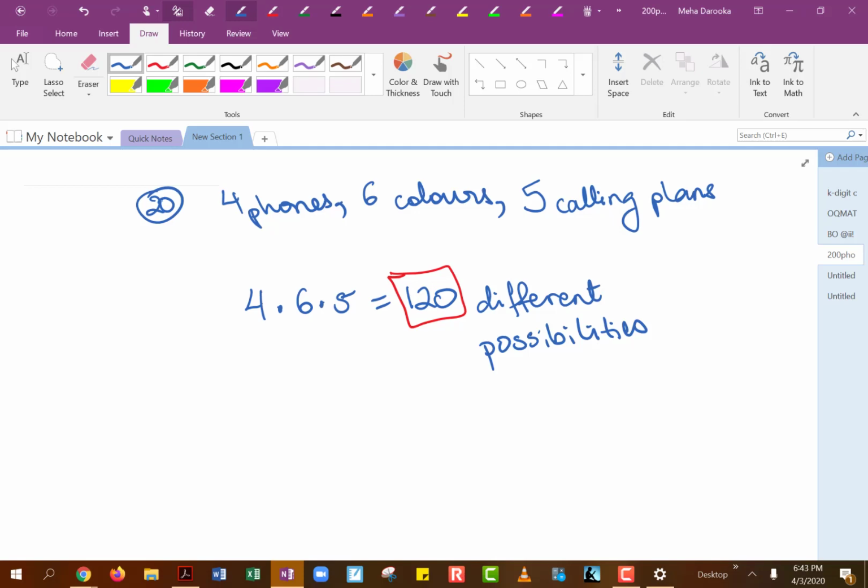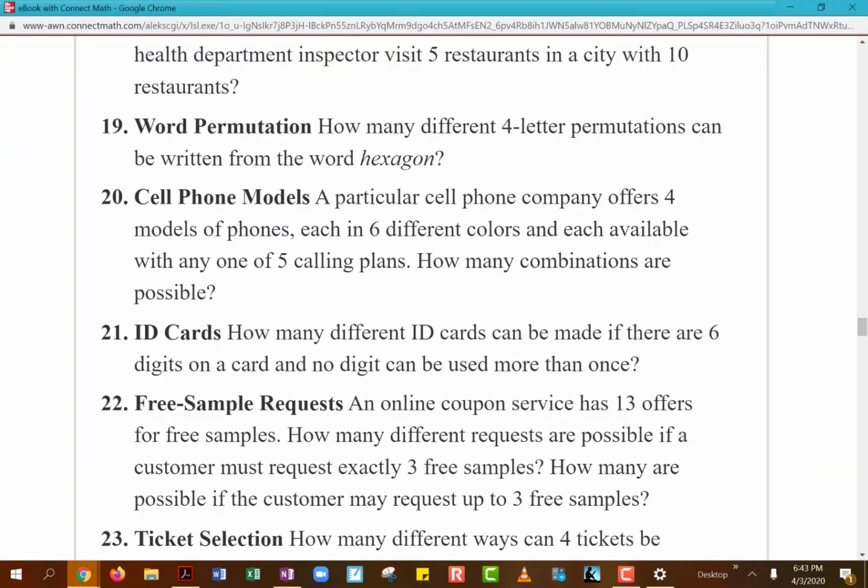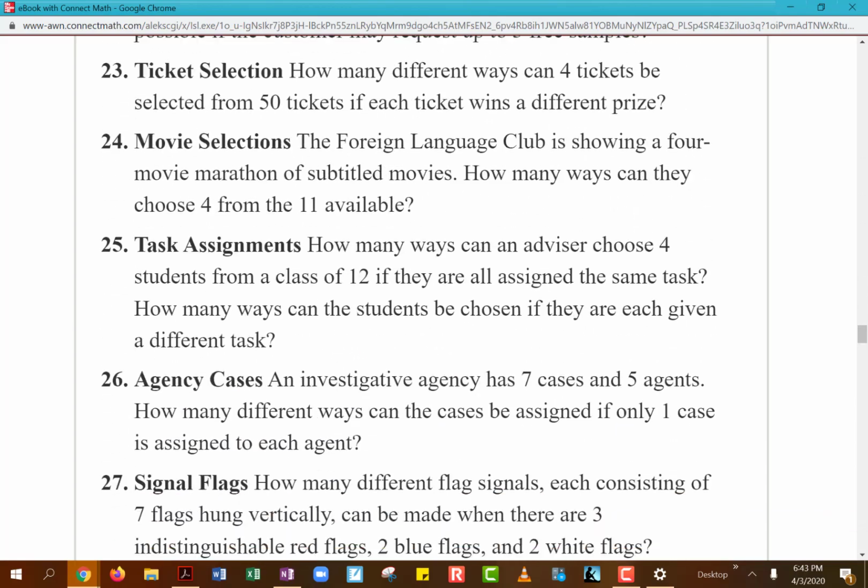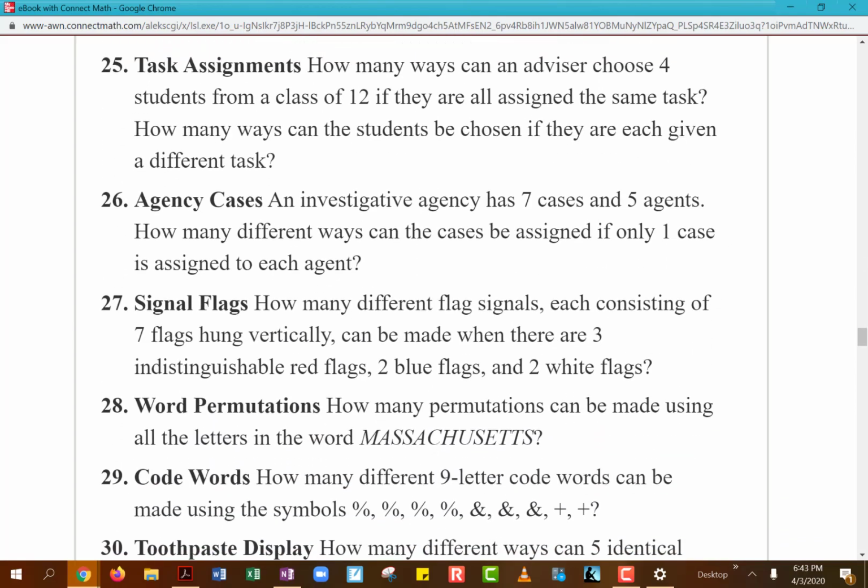Okay, alright guys, so for our next example, I've actually got number 26 here. So this one is talking about an investigative agency has 7 cases and they have 5 agents, right? So in how many different ways can the cases be assigned if only one case is assigned to each agent? So this then begs us to think about, are we looking at order being important or not?